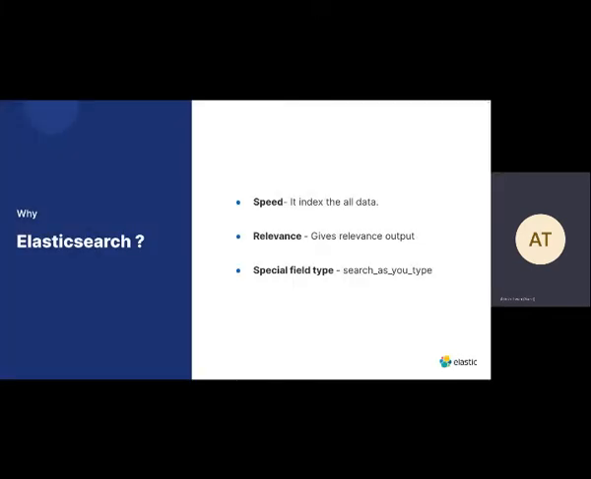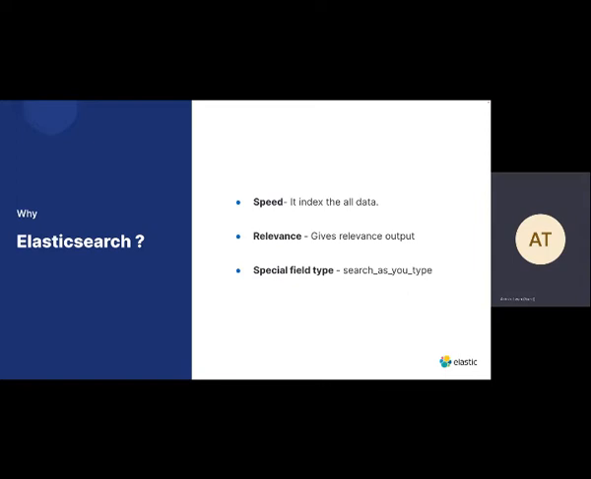Elasticsearch has a special field type, search as you type. When you define the schema or mapping in Elasticsearch, you can define this field. It needs to be not integer, not string, but search as you type, and according to this, Elasticsearch will store your data. Let me give you a quick overview: search as you type creates a series of subfields and a lot of tokens and filters.